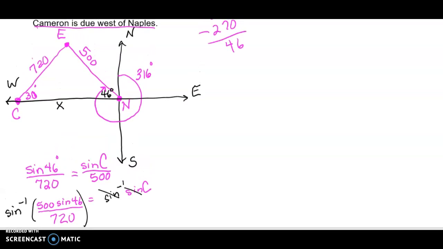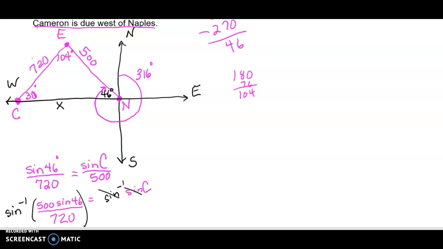Now I can find angle E. So I'm going to take 180 minus C plus N, which is 76. So that's 180 minus 76. That would be 104. So angle E is 104 degrees.